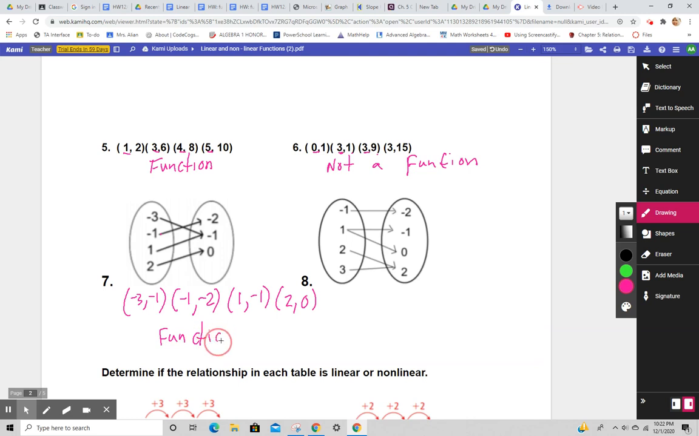Let's look at this one here and write the list of ordered pairs. -1 is paired with -2.